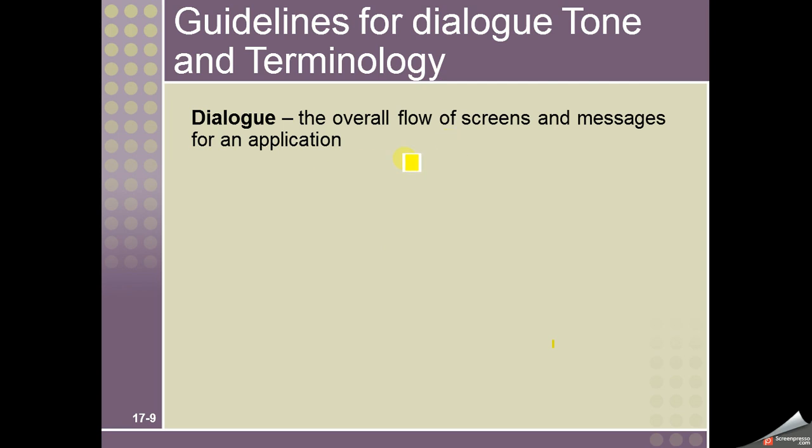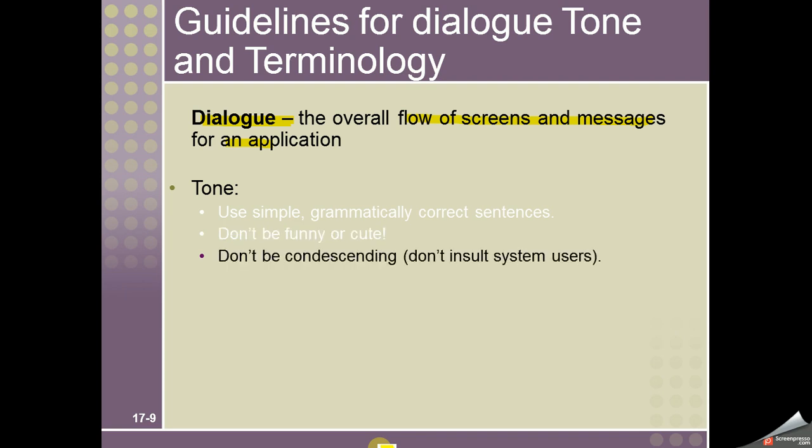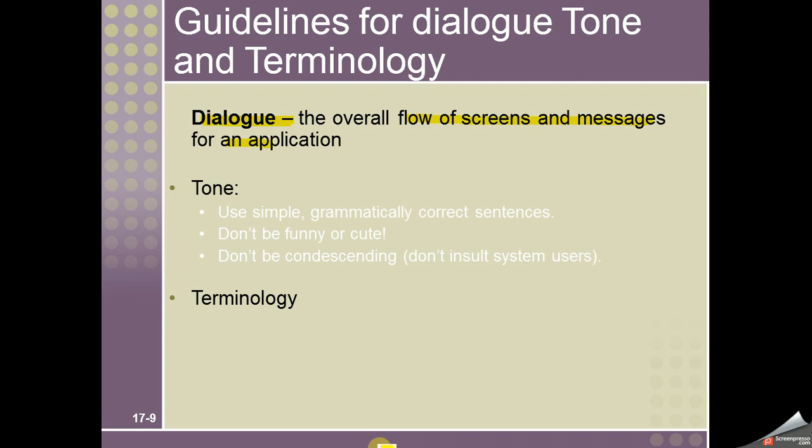Similarly, in computer systems also, the flow of all the screens and the messages in a system is like a dialogue. So just like for human to human dialogue, we follow certain guidelines, we need to follow similar guidelines for human to computer dialogue. Like the tone, we should use simple statements. We should use correct grammar in the statements. Do not be funny or cute, right? People do not like this kind of system. Do not insult the users.